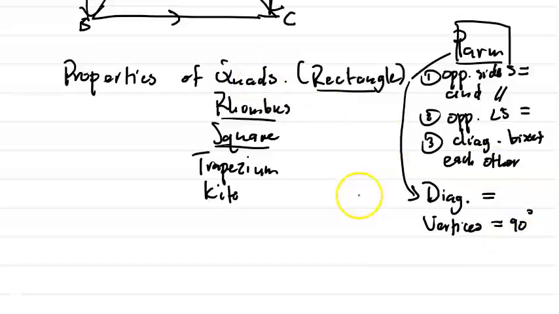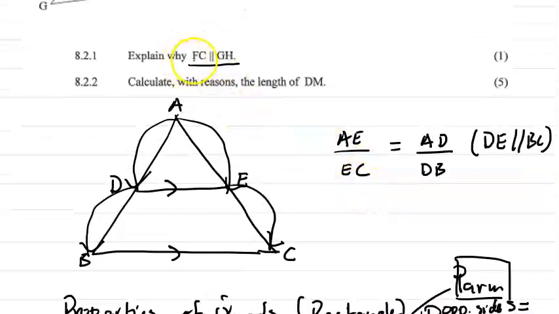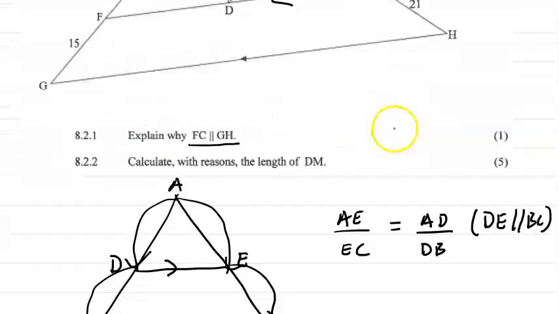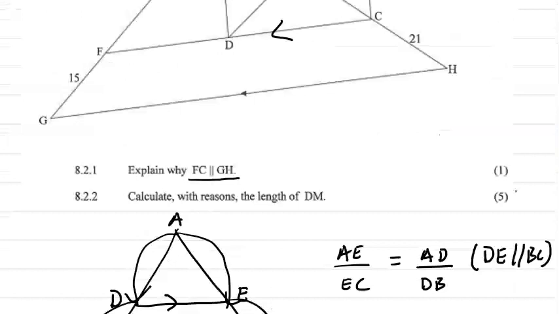So let's see if we can answer this question, having gained all of this knowledge, or having revised all of this. It says, explain why FC is parallel to GH. So let's look at that. As we are given here, we can clearly see that AB is going to be parallel to this line FC. Why is that so? Well, because the opposite sides of a rectangle are equal and parallel.